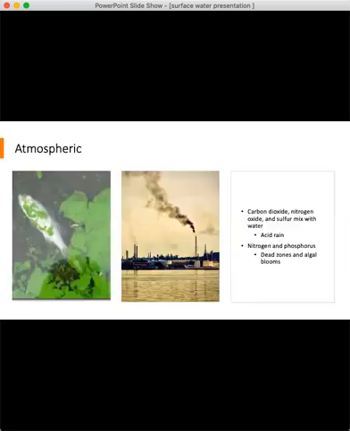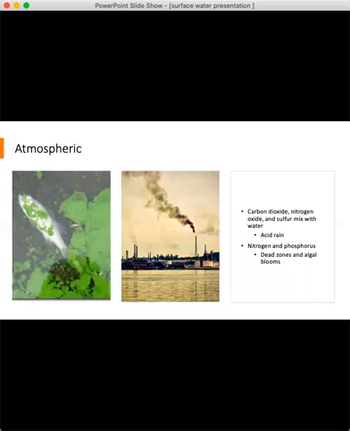Then we have atmospheric water pollution. So this is pollution actually from air pollution. So the water vapor mixes with carbon dioxide, nitrogen oxide, and sulfur oxide to form a weak acid. So then we get acid rain, which is harmful for water life, but also harmful for human life as well.